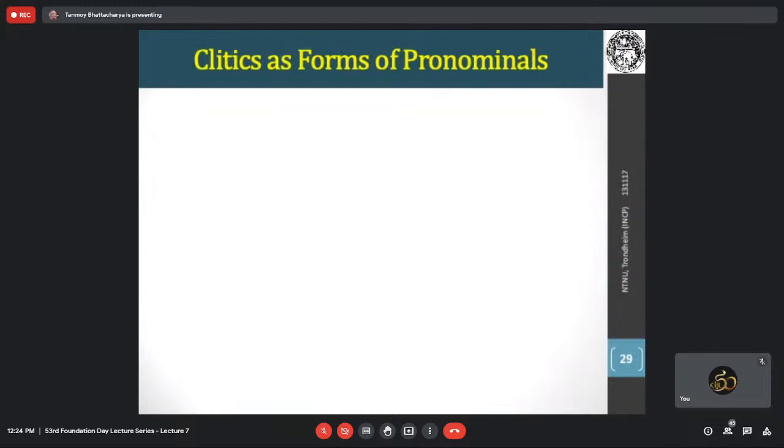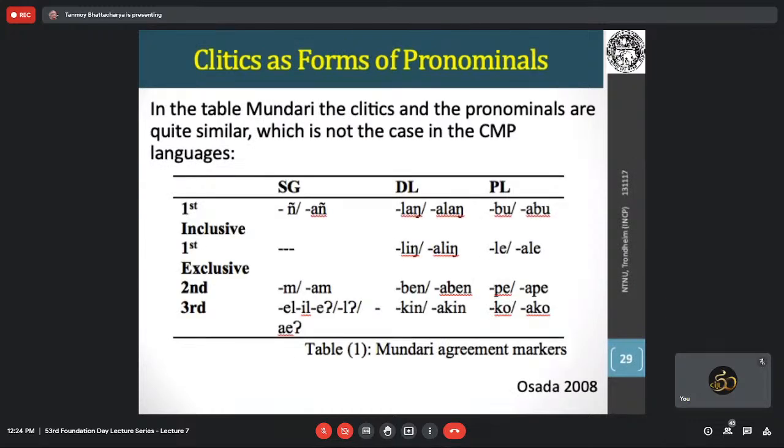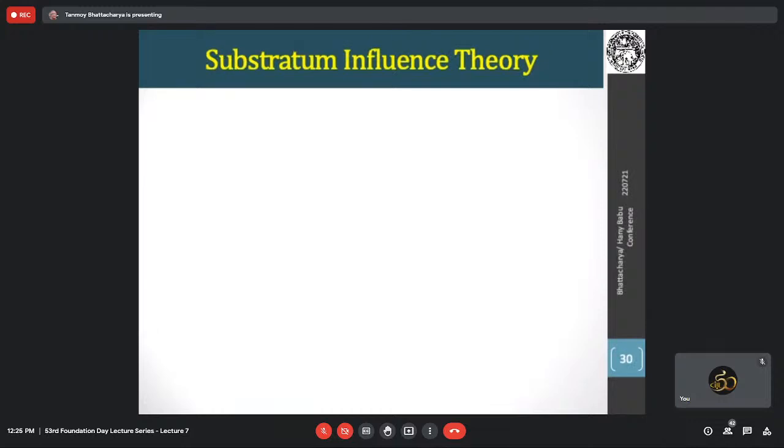How do we know? Because if you look at the actual pronominals in, let's say, Mundari, you find them to be quite similar. You can see the element on the left of the slash in each cell and the one to the right of the slash are quite similar. That is not the case with the CMP languages like Maithili, Maghi, Angika, etc. So that is usually one of the differences. There are many differences, but we won't make the difference a big deal because this is not a purely syntax talk. Now, the idea existed at that time. We have shifted; we're not into the early period.